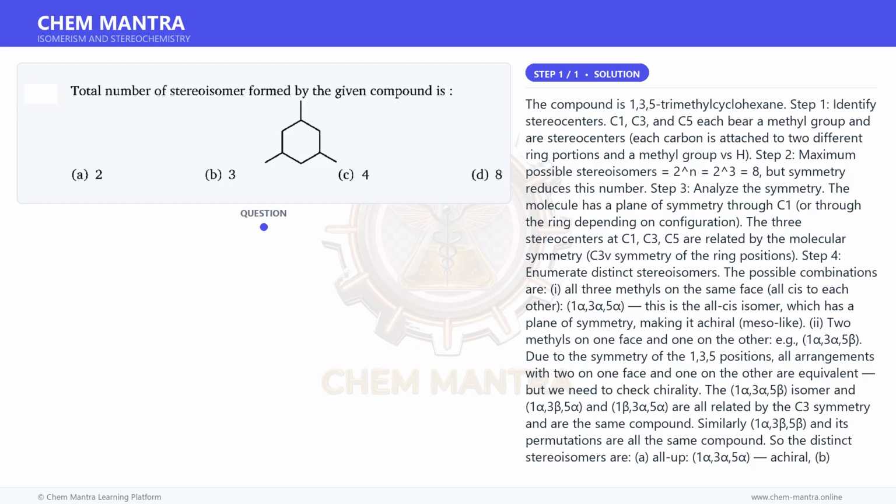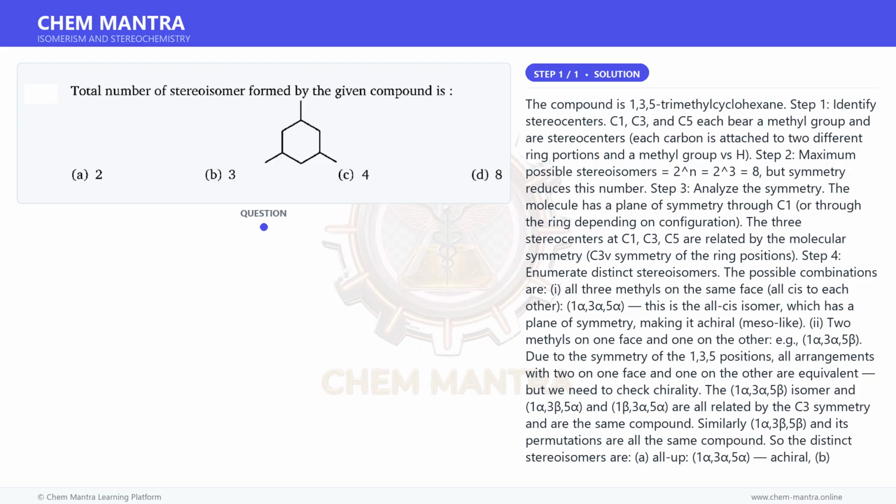C. 1 alpha, 3 alpha, 5 beta, 2 up, 1 down. This isomer has a plane of symmetry through C5 and the midpoint of the C2, C4 bond, making it achiral. D. There is no other distinct arrangement.